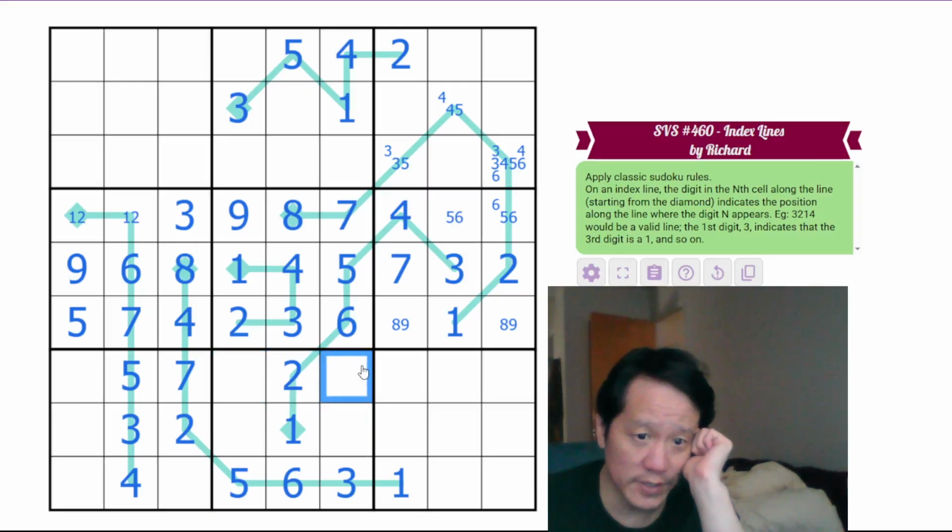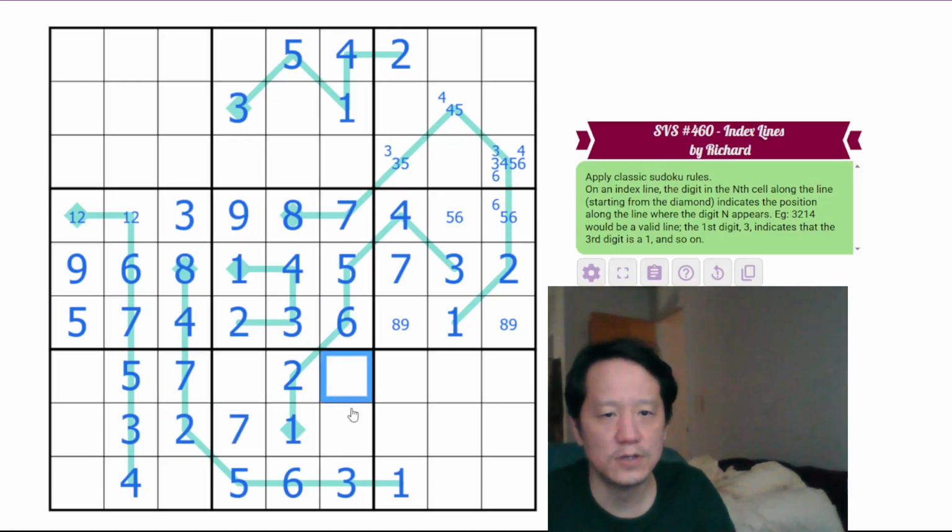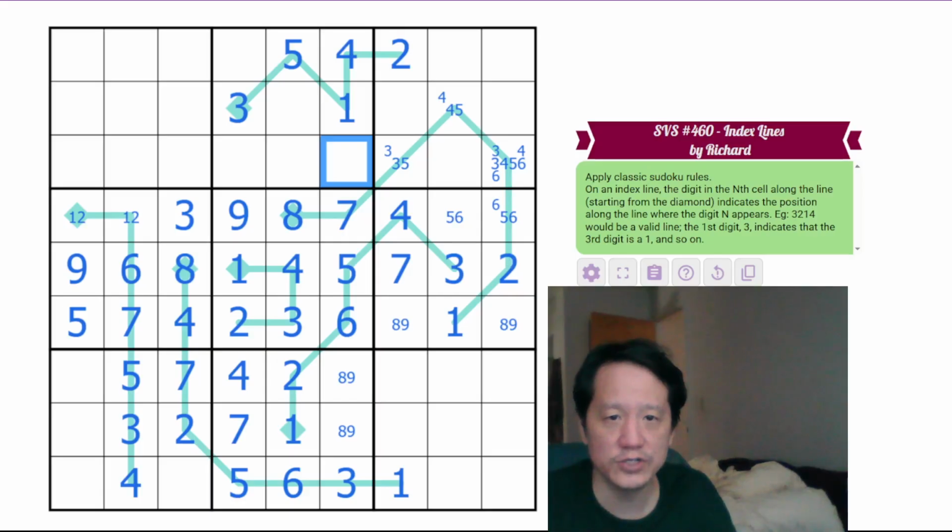Where is 7 in this lower central box? Cannot be here because of 7 in the row. Can't be here because of 7 in the column. That leaves a 7 there. We have 4, 8, and 9 remaining. 4 cannot be here because of 4 in the column. So 4 has to be here, and that leaves this as an 8, 9 pair. And that leaves that digit as a 2.